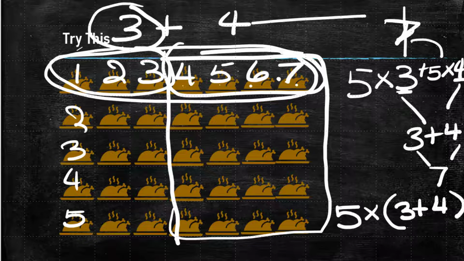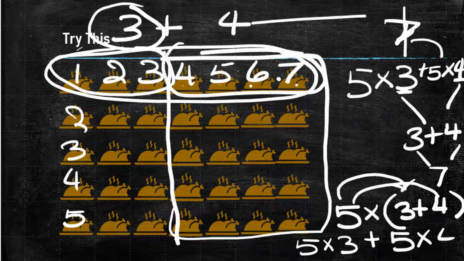Right? And what that really means is that you're going to multiply whatever is inside the parentheses. Remember, these are called parentheses. You're going to multiply whatever is inside the parentheses by 5. So it will be 5 times 3, and then plus 5 times 4.